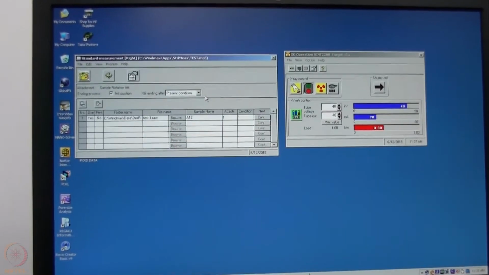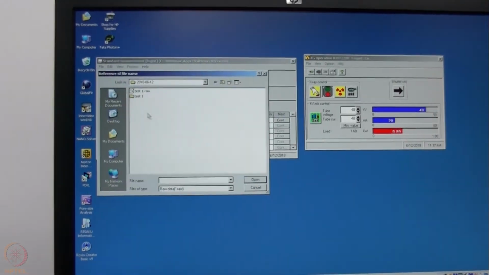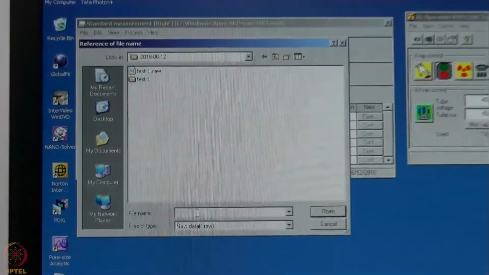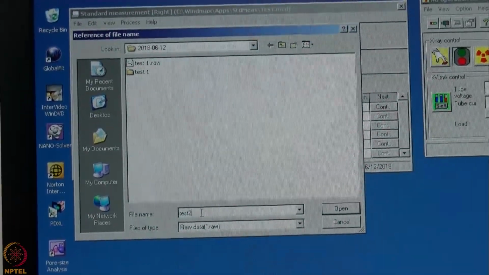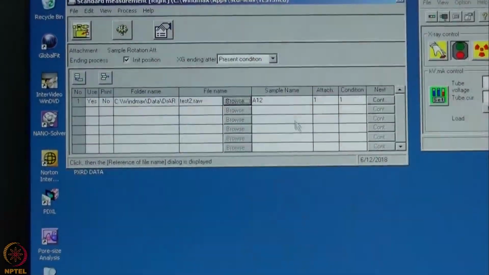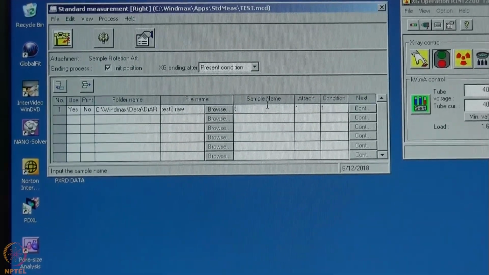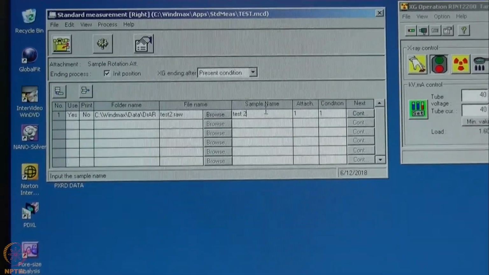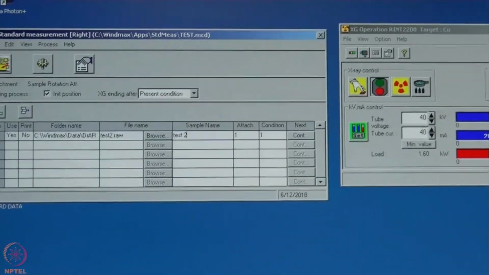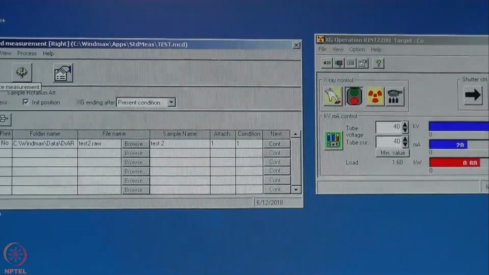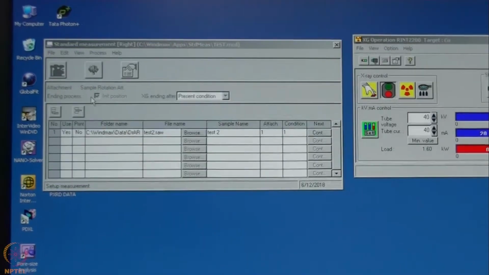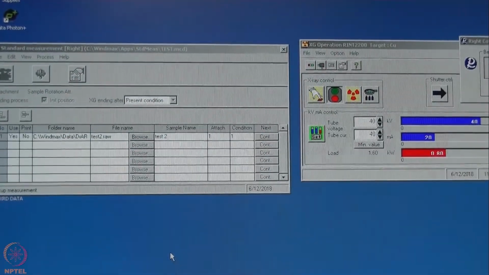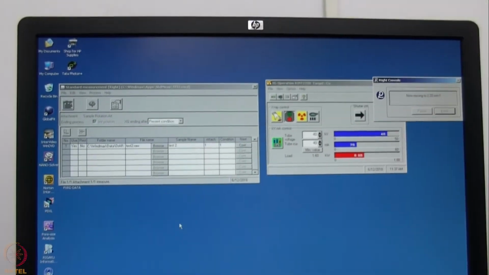So now we need to give a name to our sample. So we can give it a name as test 2.2 and save it as test 2. And then on clicking this yellow button, it will start executing the measurement and it will show how the pattern is coming.